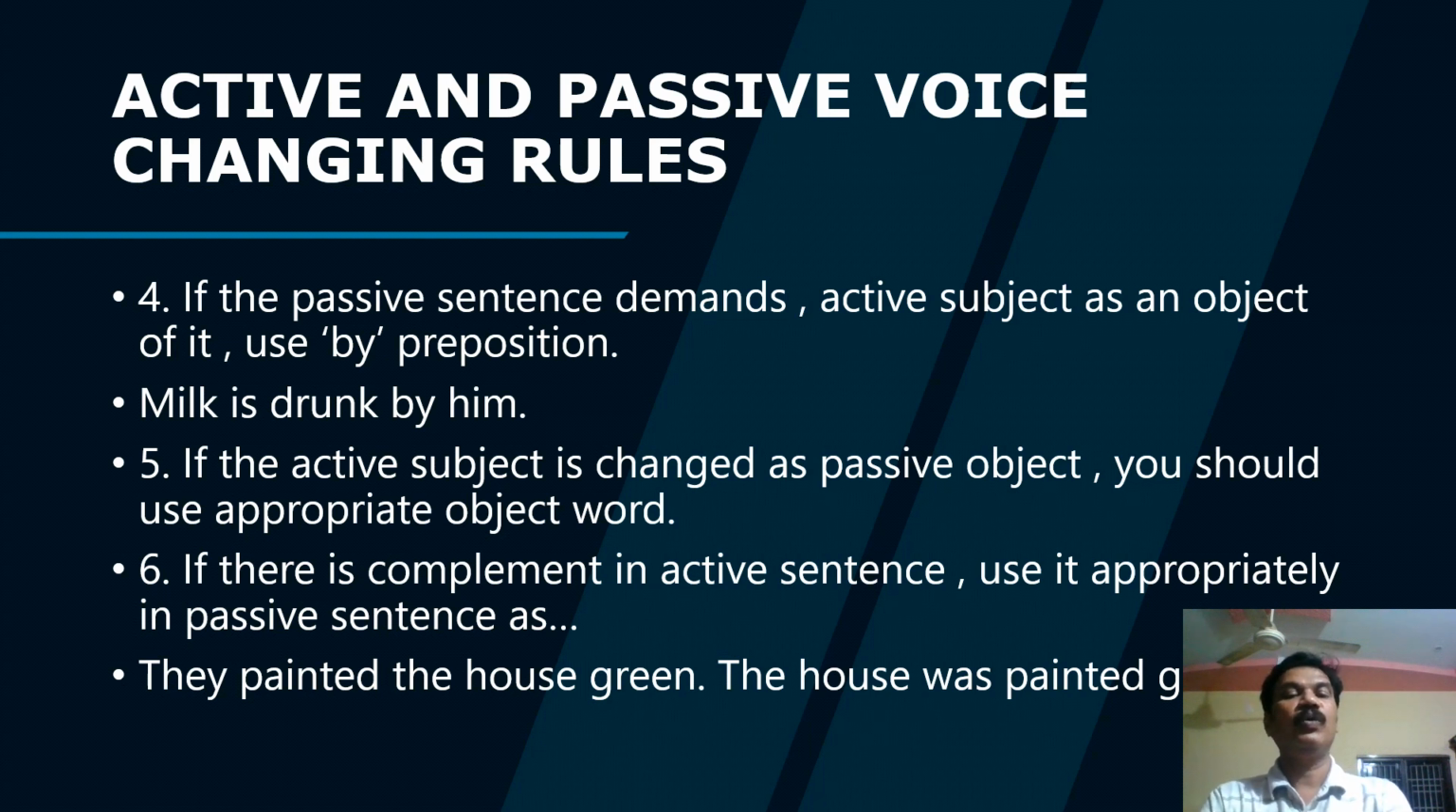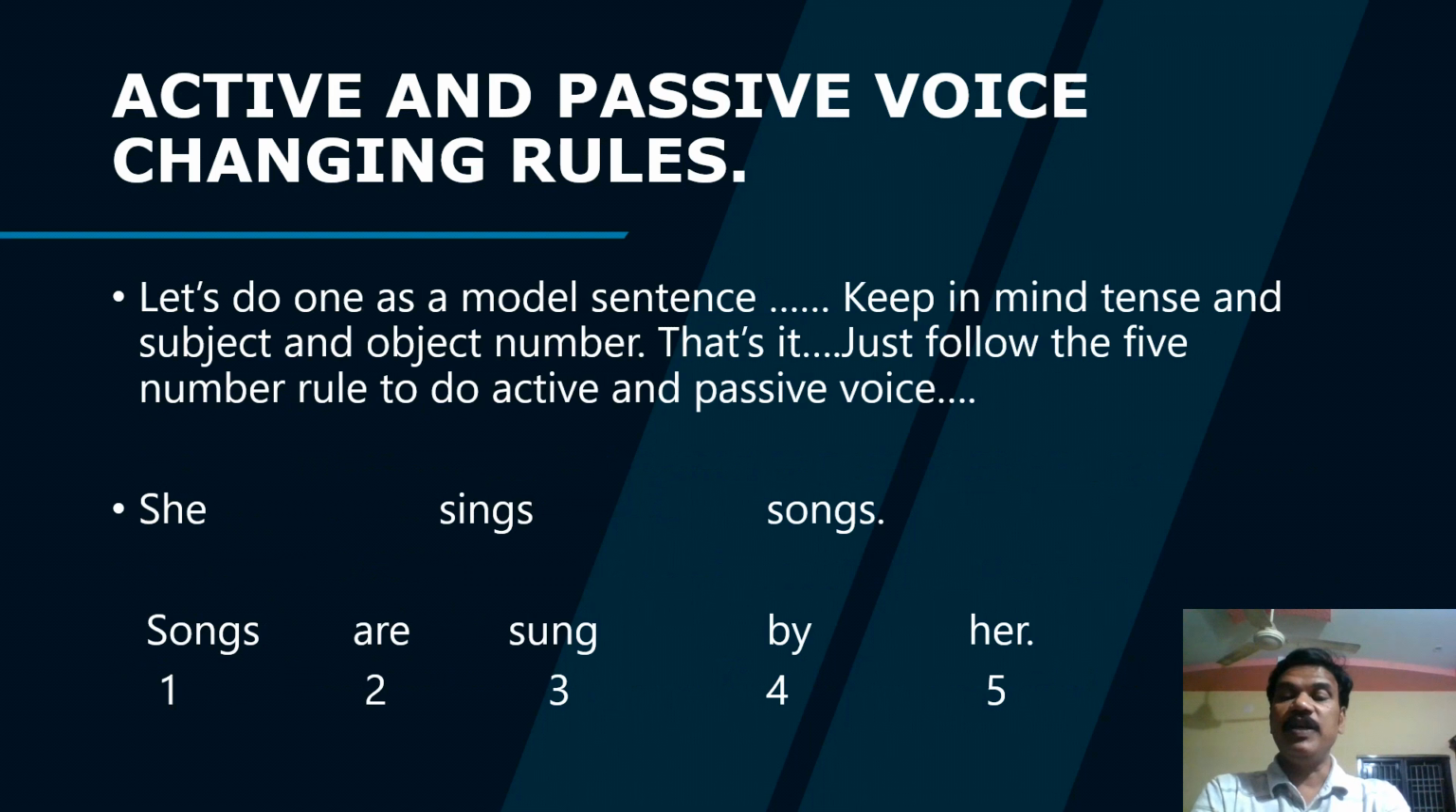Rule number 5. If the active subject is changed into a passive object, you should use the appropriate object word. Dear friends and students, study carefully the exercise below. Okay? It's a total of 5 rules. Follow strictly. She sings songs, like this. There are 3 words. These 3 words become 5 words in passive voice. Once again I'm telling you, it's a tip: 3 words become 5 words.